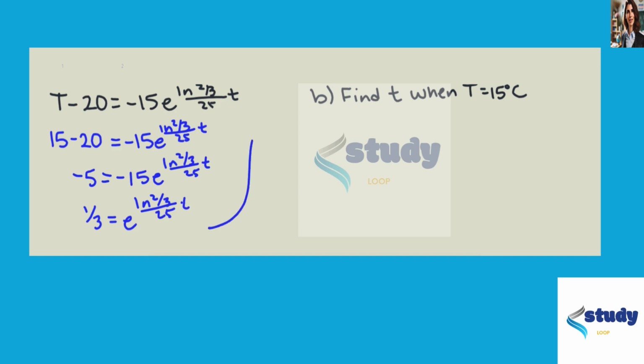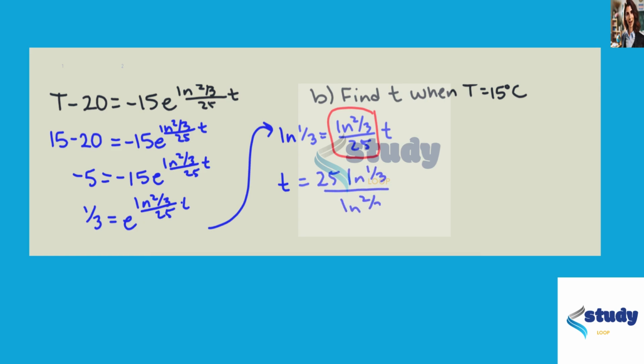Then we're going to take the natural log of both sides. Now, to get t by itself, we want to multiply both sides of the equation by the reciprocal of this fraction. So we're going to end up with t equals 25 times the natural log of 1/3 over the natural log of 2/3. And we put that into a calculator and approximate it, and we get about 67.74 minutes.